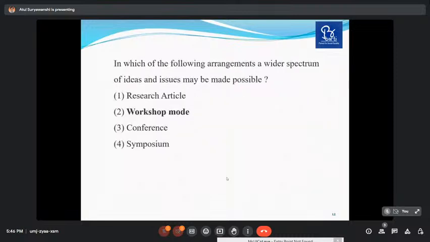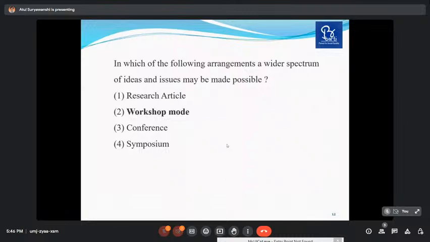The next question in the series is, in which of the following arrangements may a wider spectrum of ideas and issues be made possible? Is it a research article, workshop mode, conference, or symposium? The answer is quite obvious. We talked about the conference, symposium, workshop, seminars the day before yesterday. When we get a solid output, we learn something positively. It is always a workshop. Workshop instructs and teaches something to the aspirants.